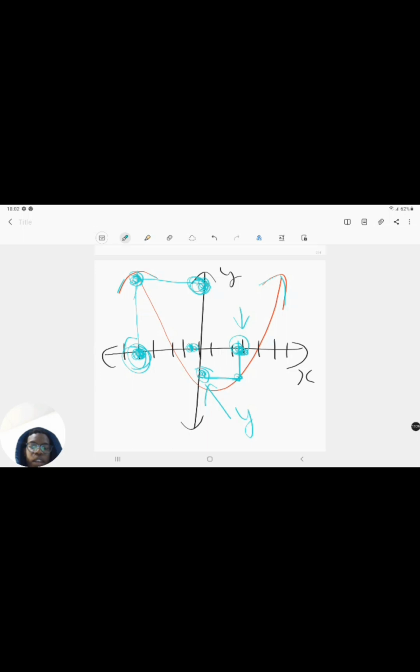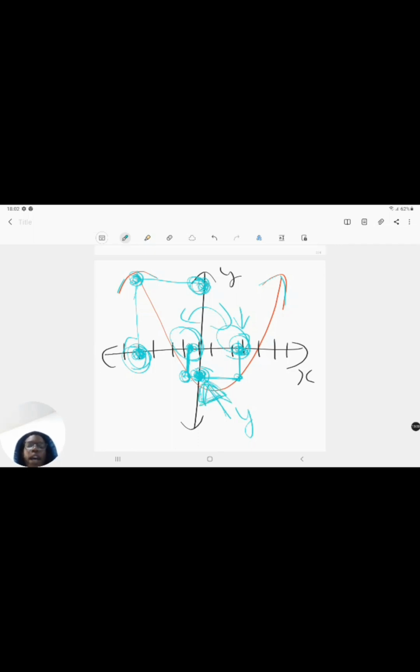If I draw a straight line towards the graph, I hit the graph somewhere there, and it intersects with my graph, and I move towards the y-axis. It hits the same y value there. So these two values of x have the same y value, but that's fine.